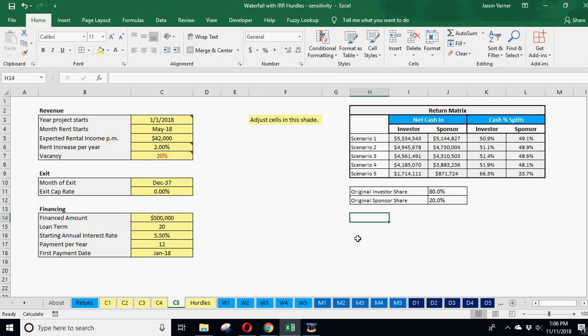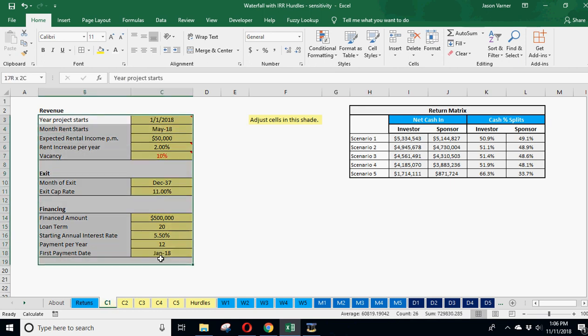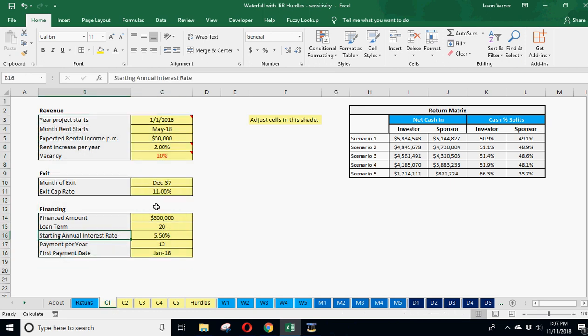I'm going to go into a sensitivity that I've built. And so what we've done, in order to have basically 5 scenarios that allow you to adjust all of these inputs dynamically, the debt, the revenues, the exit cap, vacancy, so everything is dynamic and you can look at the investor and sponsor net cash returns over the life of the deal and the net cash splits over the life of the deal.